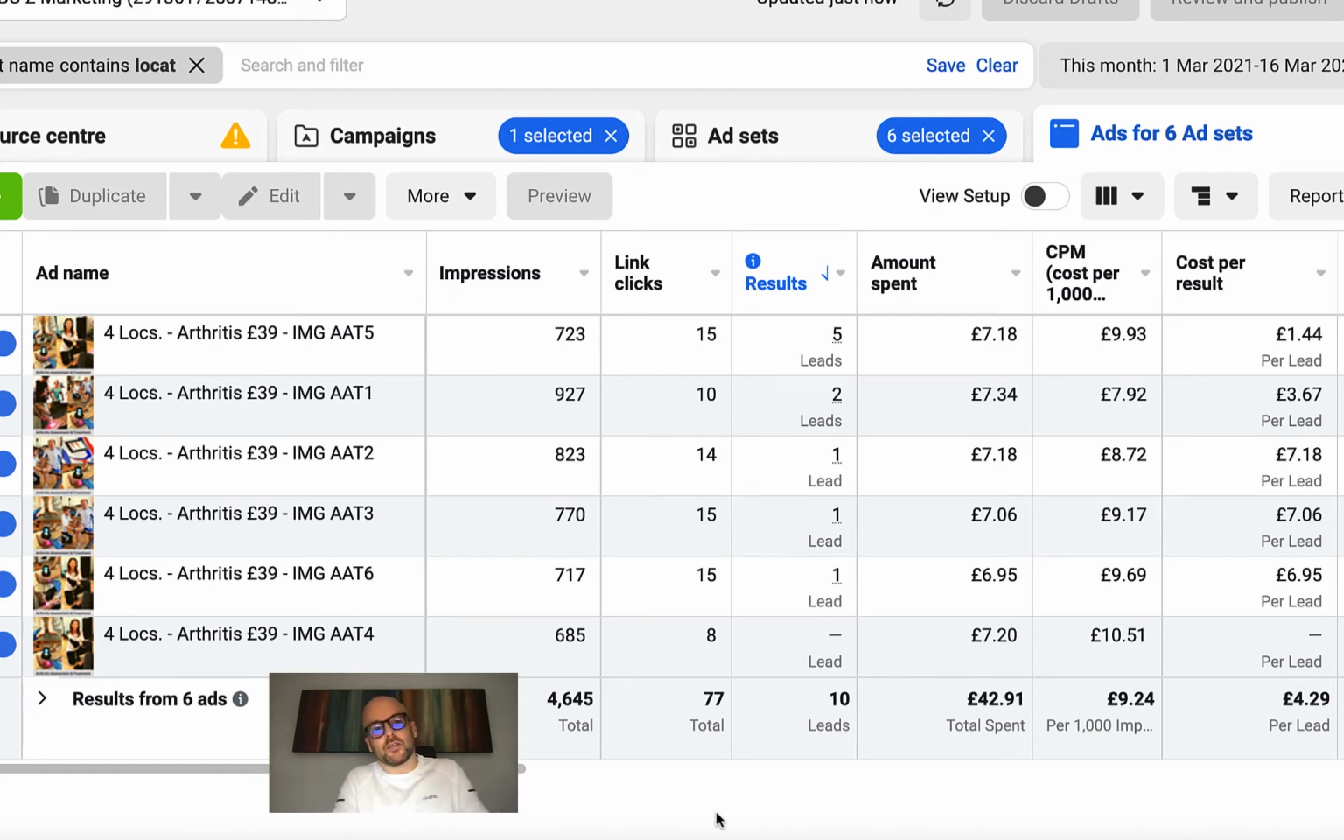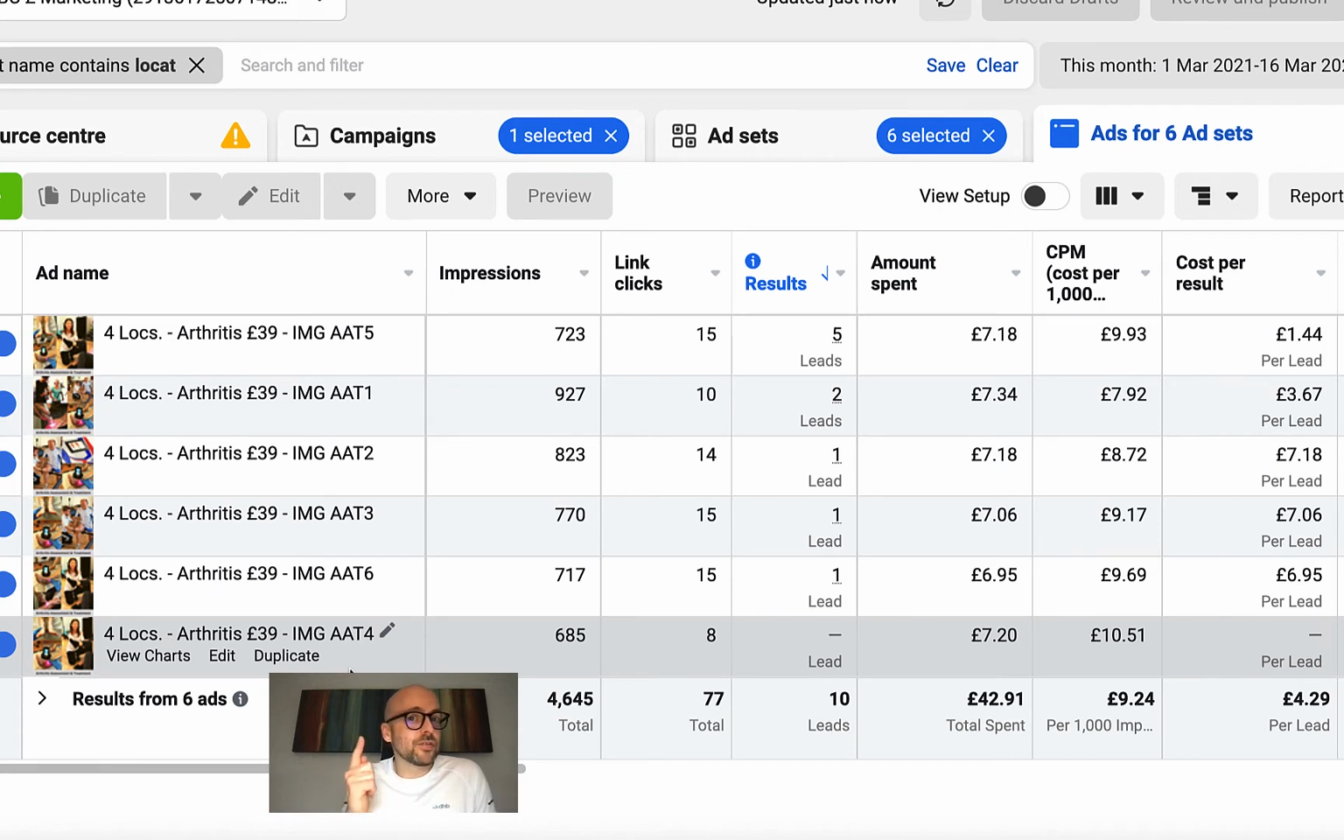So this video is for those of you who need to test, because we all need to test, but don't have a lot of money to do it. What you can see here is six identical ads. How are they identical? The ad text is identical, the landing page is identical, the headline is identical, everything's identical except for the most important thing when you're testing, which is your creative.